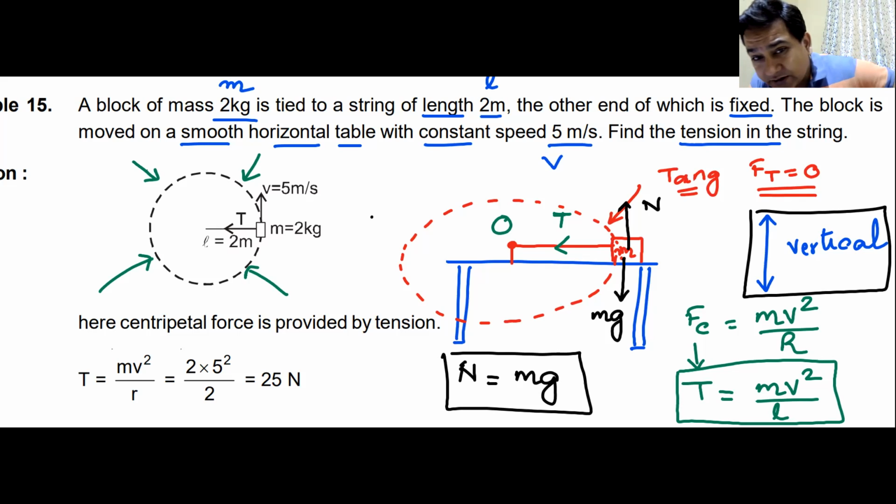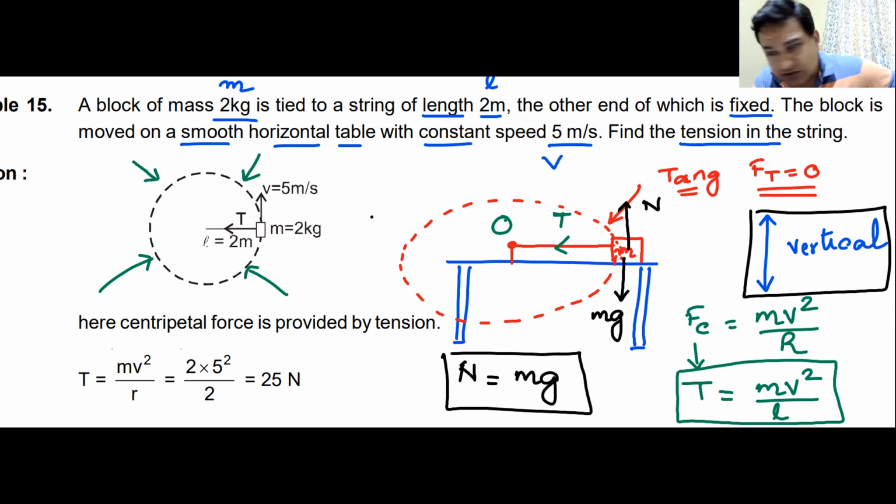AC is V square by R or omega square R. From there, you get the value of mv square by r. So T becomes equal to mv square by L, because the radius of the circle is equal to the length of the string.